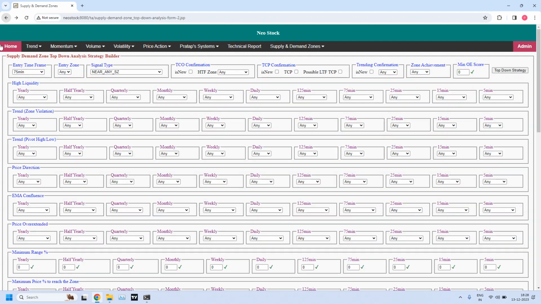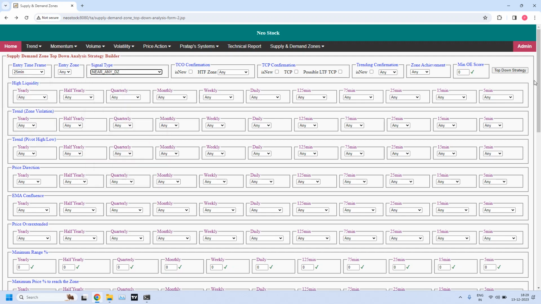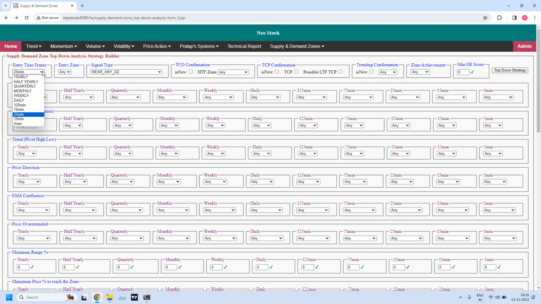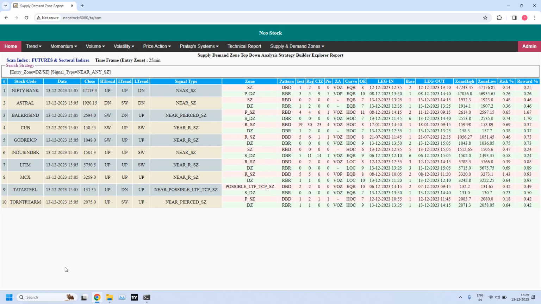So let's go back. Now let us generate reports for 25 minutes time frame. Entry time frame is 25 minutes. Let us find the stocks near 25 minutes demand zone. These 6 stocks are filtered. So let's go back. Entry time frame is 25 minutes. So let us find the stocks near 25 minutes supply zone. So these 10 stocks are filtered.